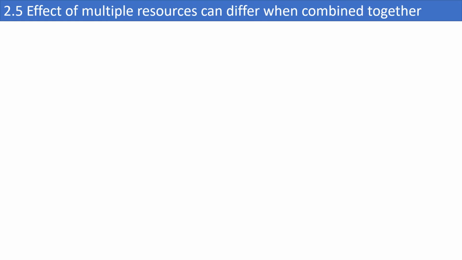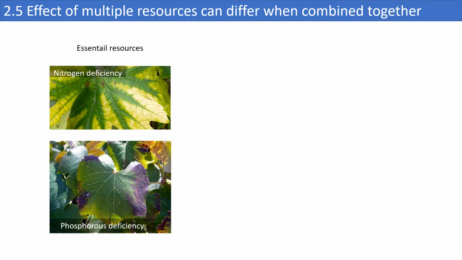When plant growth depends on two or more resources, these resources can interact with one another. Based on their interaction, we can classify two resources as essential or substitutable. Two resources are essential if they're both required for plant growth and one cannot replace the other. This is the case, for instance, with phosphorus and nitrogen. Both are absolutely necessary for plant growth.